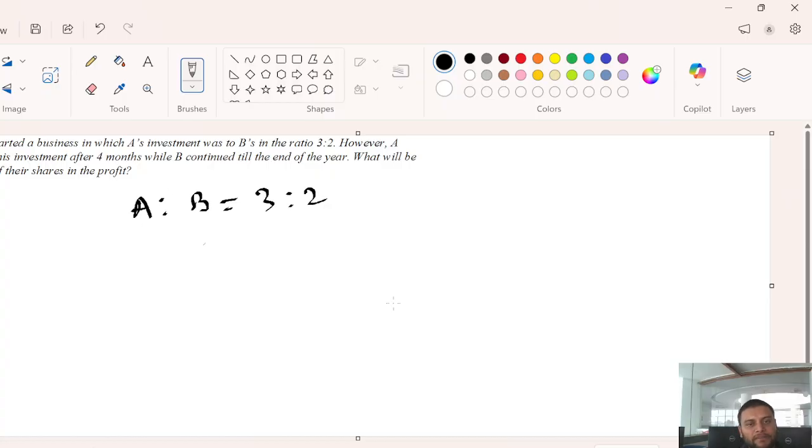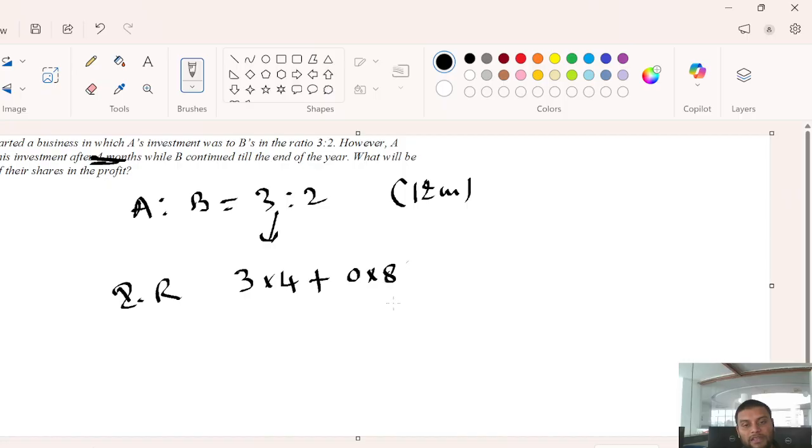So guys, you can say total 12 months time is there. In that 12 months, first A withdraws his investment after 4 months. So first 4 months A's investment was completely there. So 3 rupees was the A's investment. I am writing investment ratio. 3 rupees was the A's investment that stayed for 4 months, plus remaining 8 months 0 rupees was there from A side in the business.